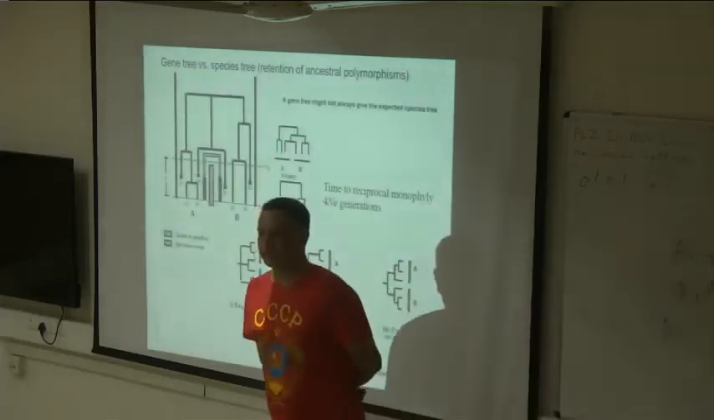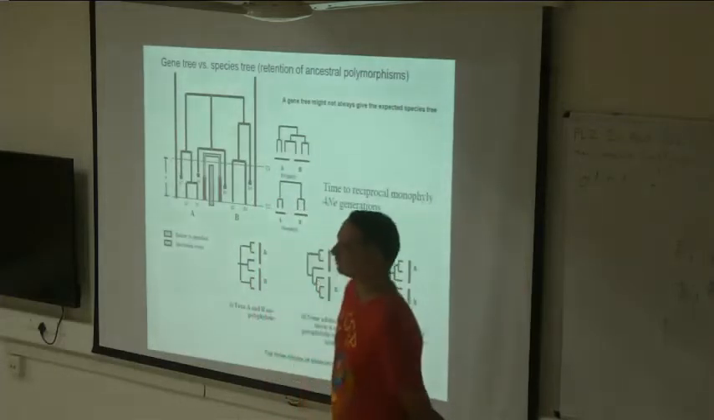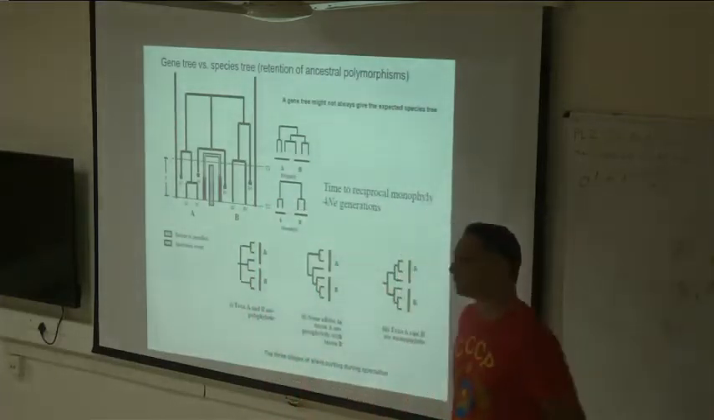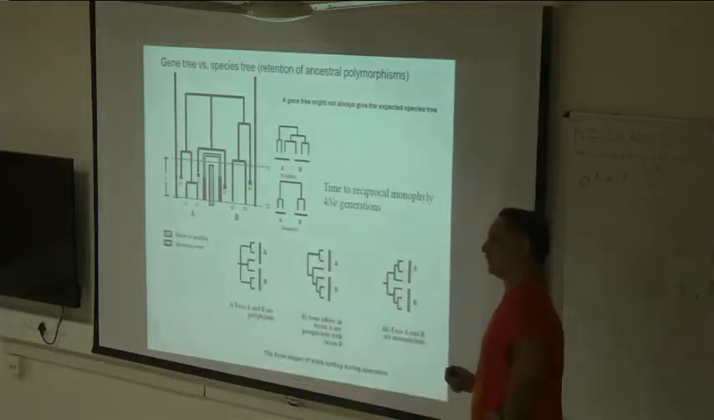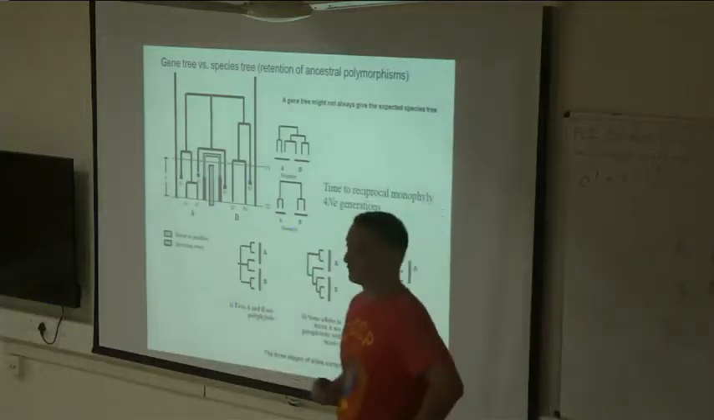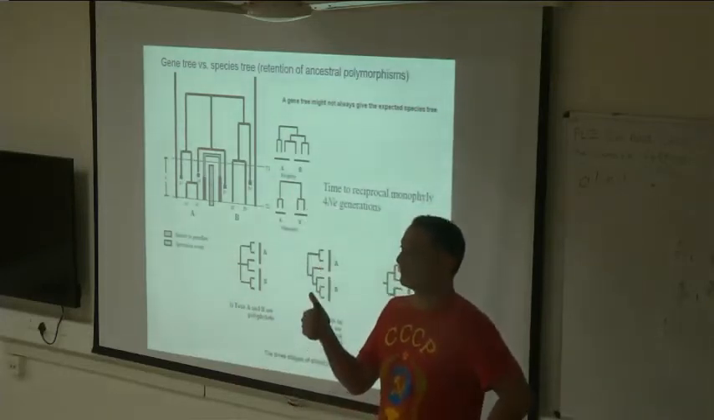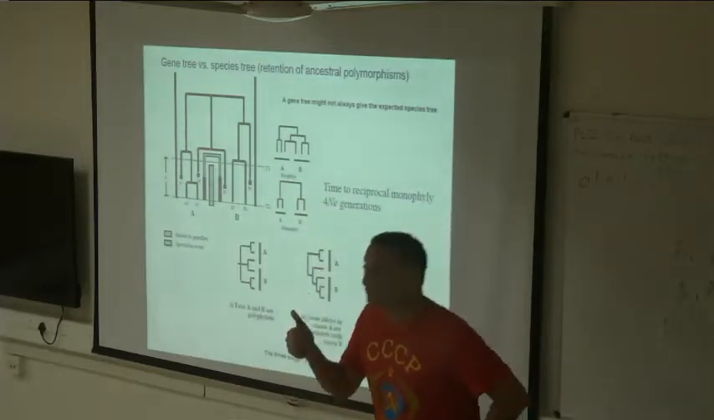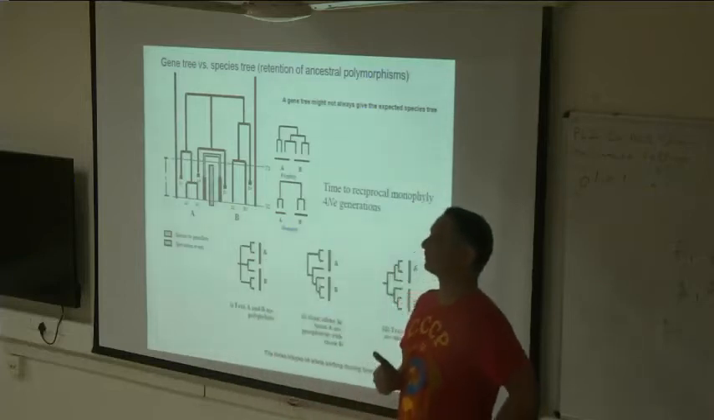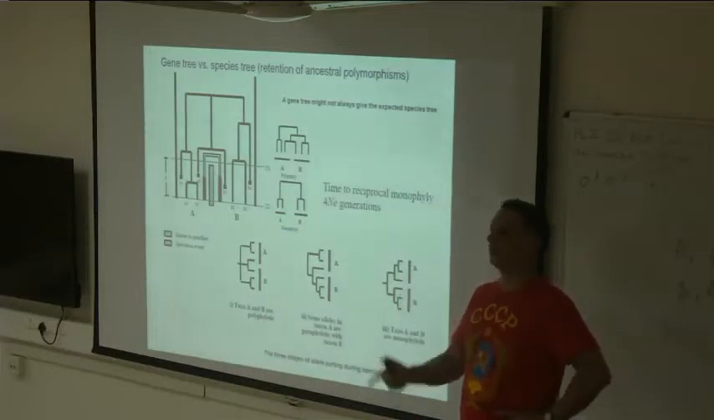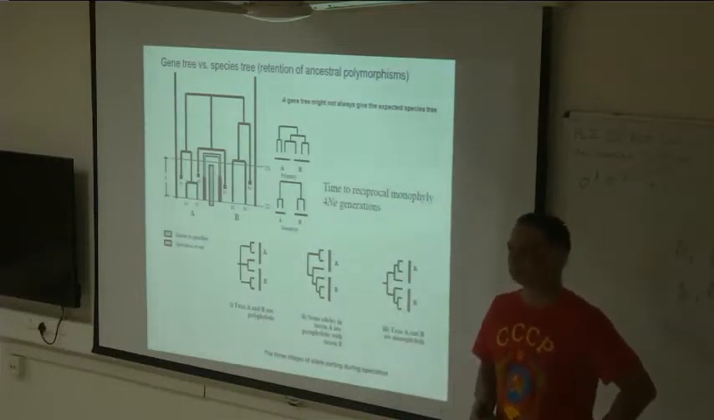Okay, but the interesting point here is nuclear versus mitochondrial genes. Okay, what is so special about mitochondrial gene or mitochondrial genome? Maternally inherited and it's haploid. So what does that mean in terms of effective population size?